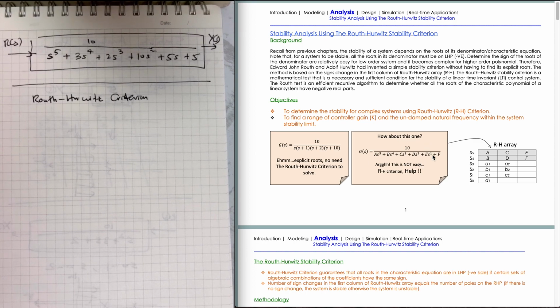But how about these ones? That's not easy, right? Because we need to factor it one by one, there are a total of 5. Maybe we have more complex systems up to 10th order, then it's difficult, right? So what we can do is use this table to determine the stability of complex systems.